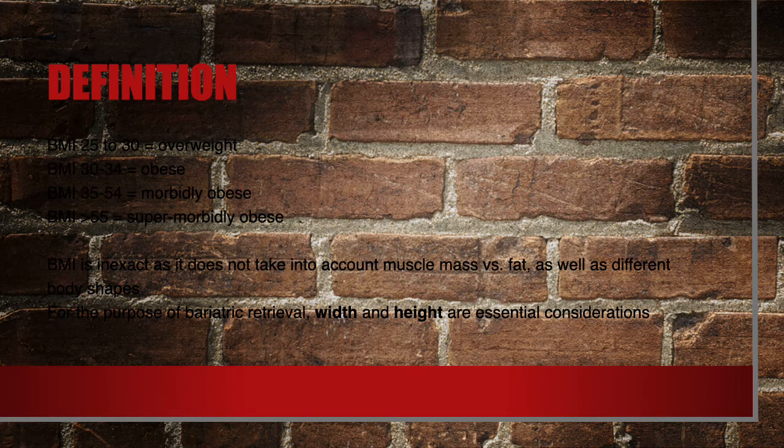Now, often we rely on BMIs to look at definitions of overweight, obese, morbidly obese, supramorbidly obese, and while these are useful, in the context of retrieval medicine, we're actually much more interested in the width and height of patients. Ultimately, it's a patient's width and height that's going to determine what your transport options are, differentiating between rotary wing, fixed wing, and multi-purpose vehicles.